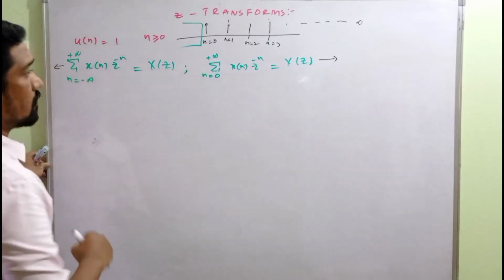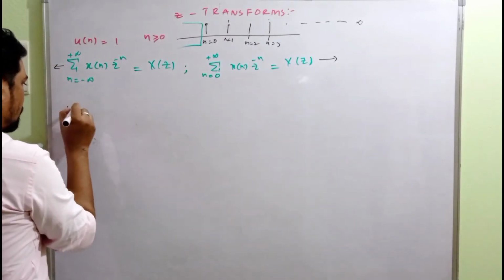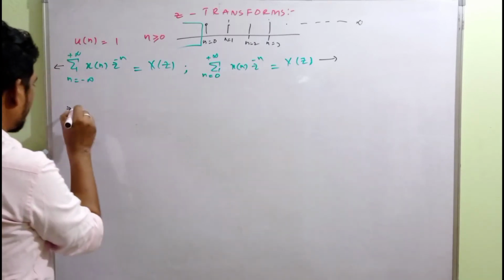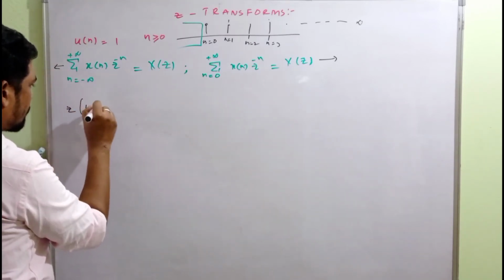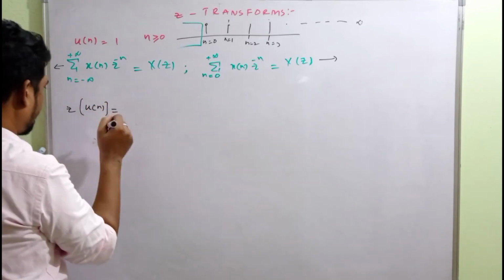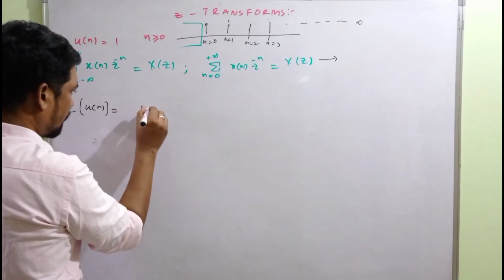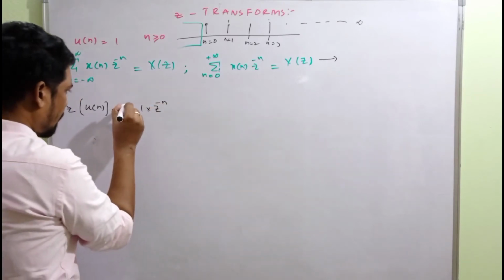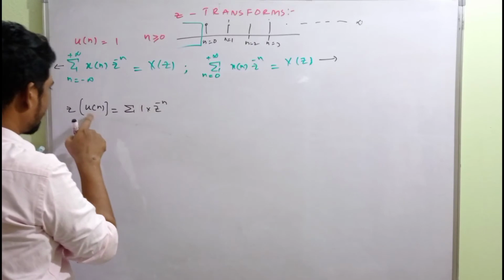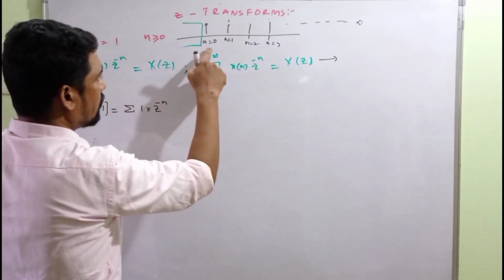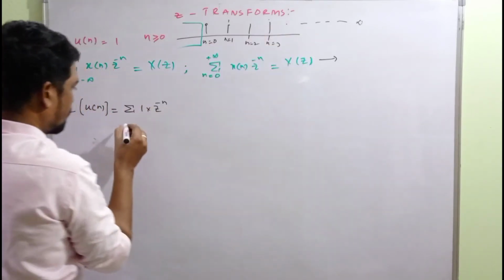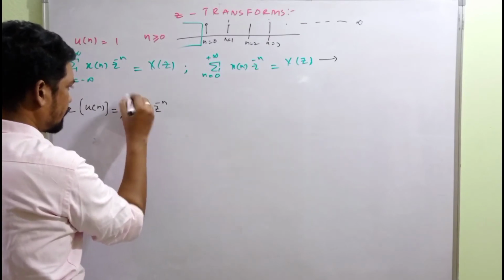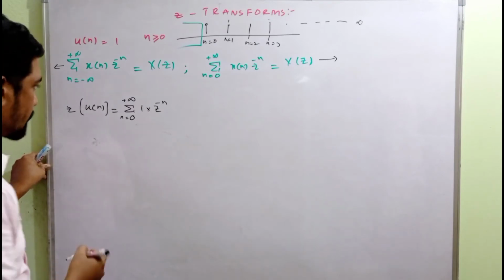What will be the Z transform of u of n? We have come to the actual point. Stay with me. The Z transform of u of n is defined to be 1 into z raised to minus n, and where does the summation start from? Because this signal u of n exists only for n equal to 0 to infinity, the summation runs from n equal to 0 to positive infinity, right? Hope it's clear.